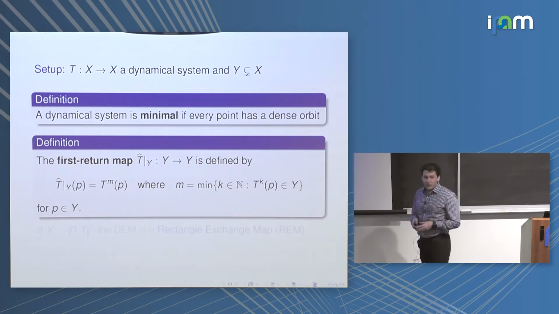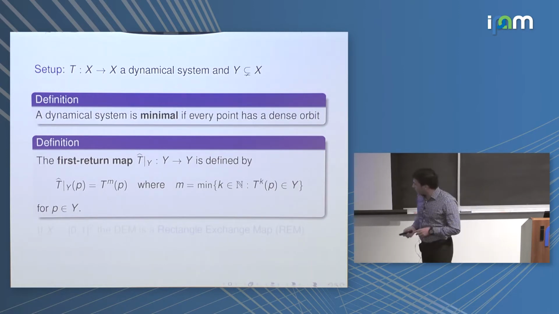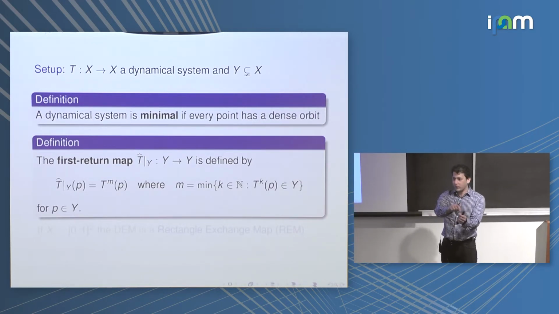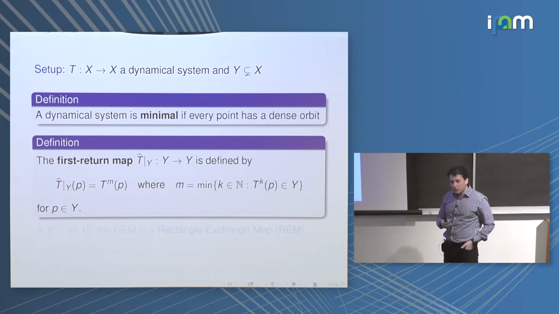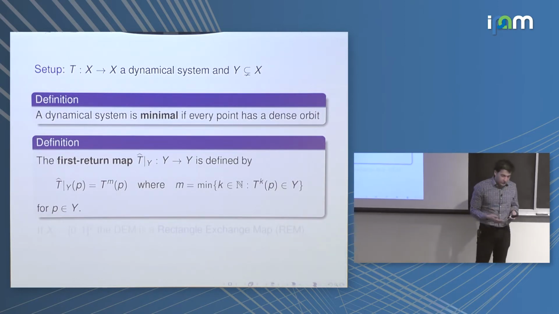And it's a map from a subset y of the domain to itself, defined as follows. We take a point in y, and we follow the orbit of the point until the first time it returns to y. That gives us a new dynamical system, T hat, and this is called the first return map. It's a way to speed up the dynamics. So if you can compute this, you can compute the sped up dynamics of the system.